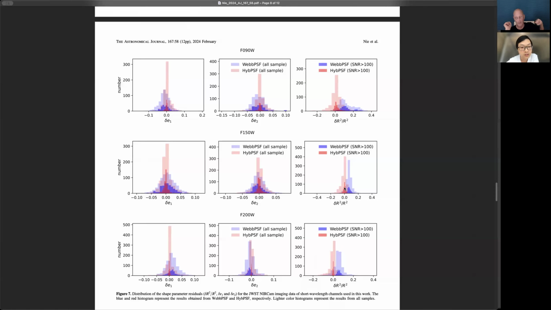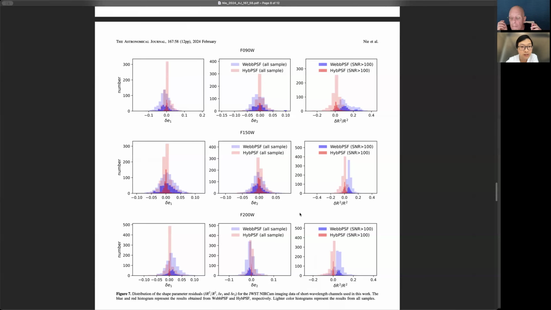And similarly, this is for the shorter band. For the long band, we also do the same comparisons. We can see that the size residues from HYBPS are also improved, similarly to the short wavelengths.